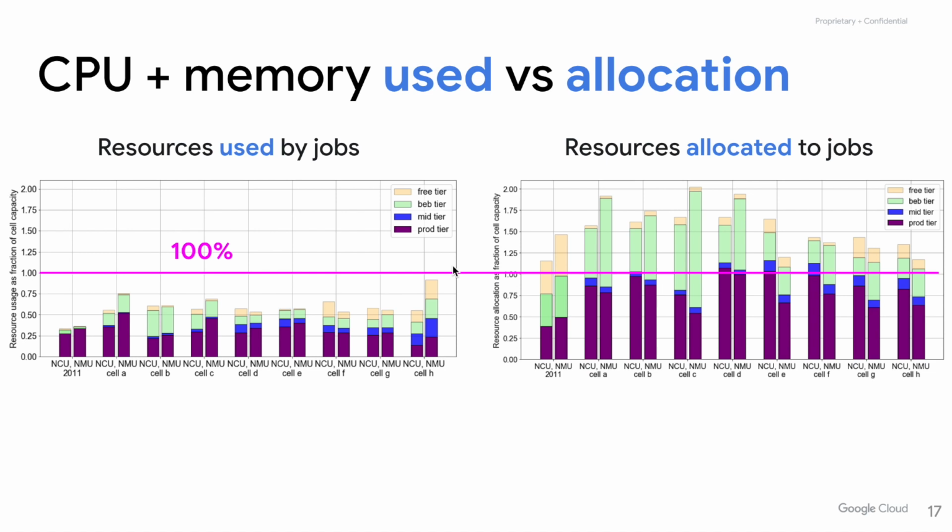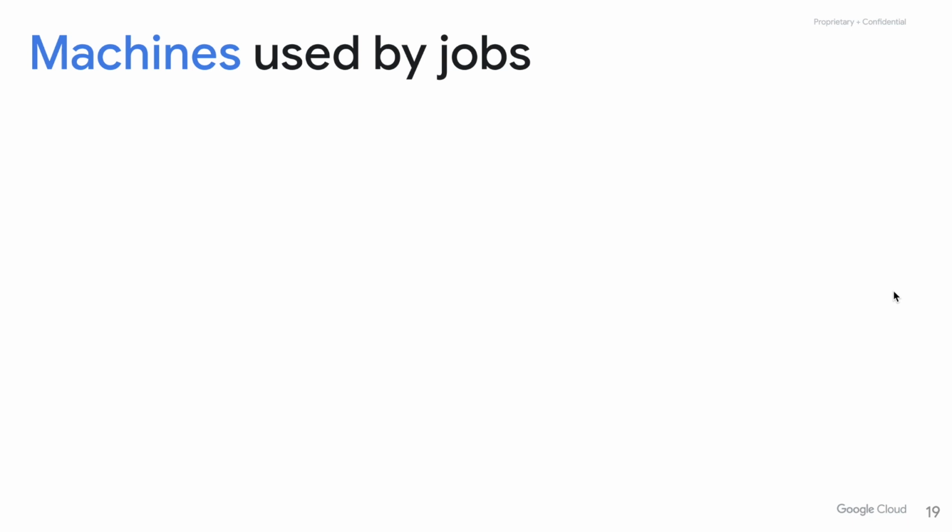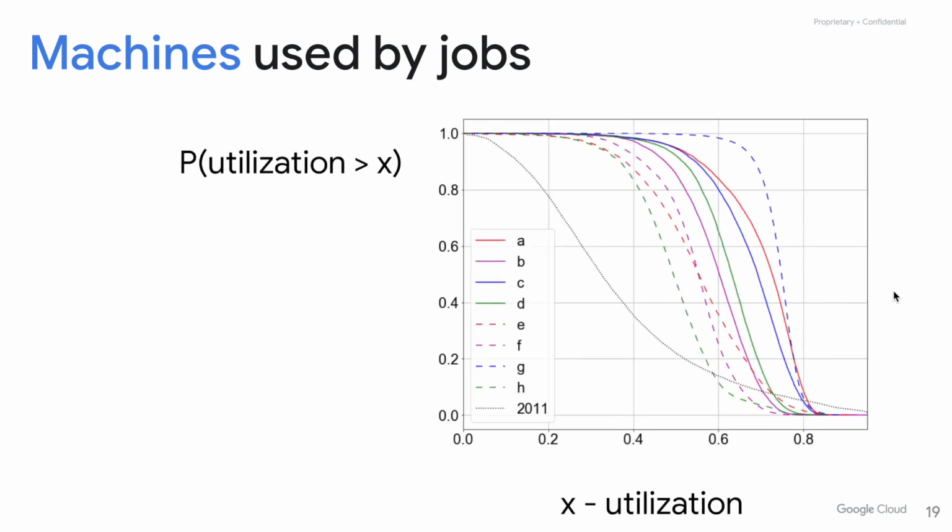To recap a little bit, we've analyzed Borg from the perspective of Borg cells, which is a very top-level macro way of looking at things. However, in a Borg cell, it's not like every single machine is treated the same way. So to get a better understanding of how things work at a smaller granularity, let's take a look at individual machines inside Borg cells. Let's take a look at how individual machines are used by jobs.